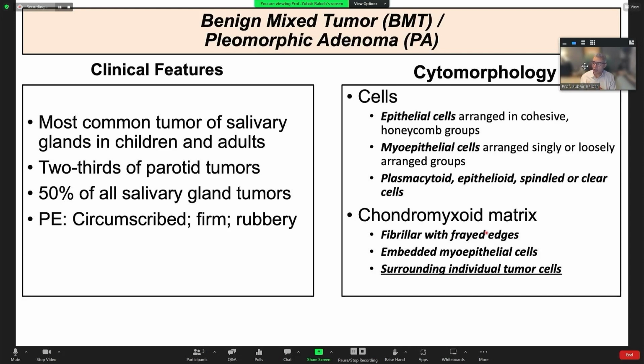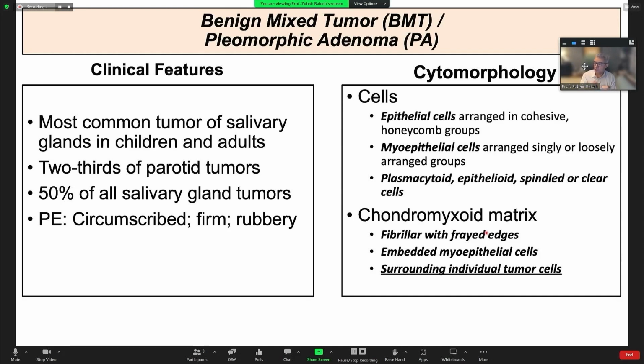The two most common things that you see in this tumor are epithelial cells and myoepithelial cells. The cell shape you see most commonly is plasmacytoid, which means the nucleus is sitting at the edge of the cell. Or they're epithelioid cells, which are bigger cells, almost a macrophage-type quality, but with very round and plump nuclei and a denser cytoplasm. They can also be spindle or clear cells.